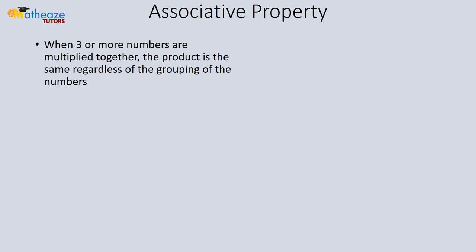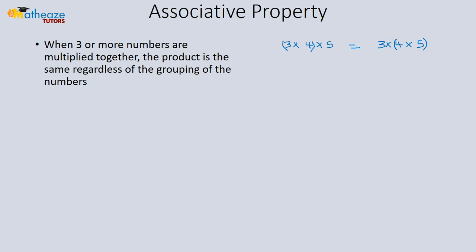Let's look at the associative property. Here it states that when 3 or more numbers are multiplied together, the product is the same regardless of the grouping of the numbers. So let's look at an example: 3 times 4 times 5. We're saying that regardless of the grouping, we should get the same result. So I'm going to group right here, and then I am going to group right here.